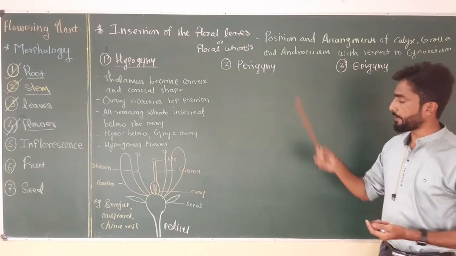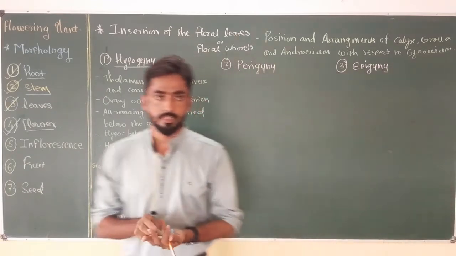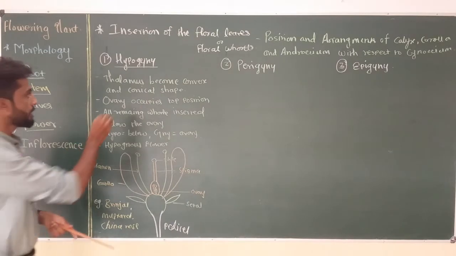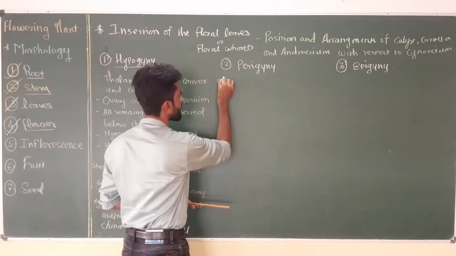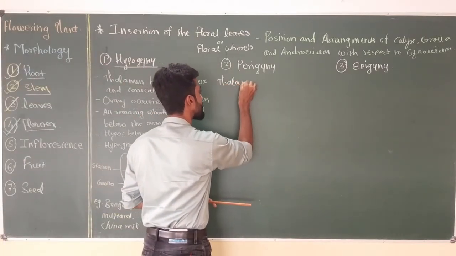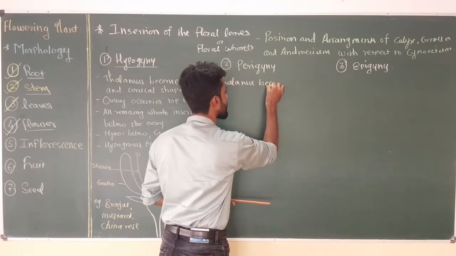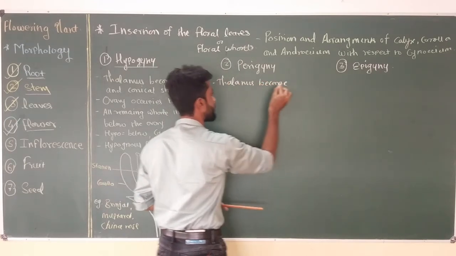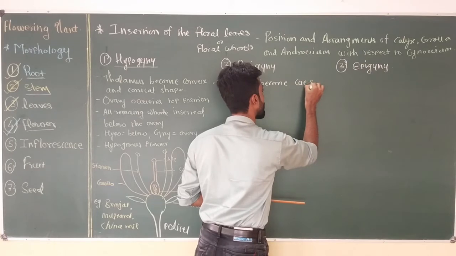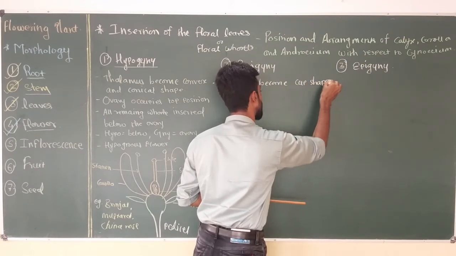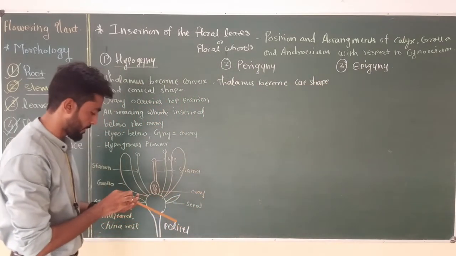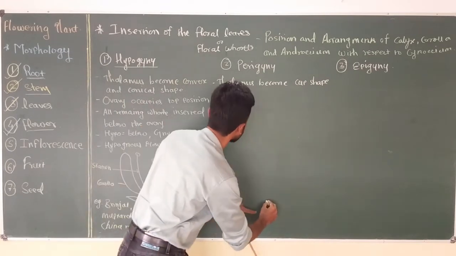Now, in case of perigyny, thalamus becomes cup shaped. Okay, so the structure of the thalamus is going to become cup shaped.